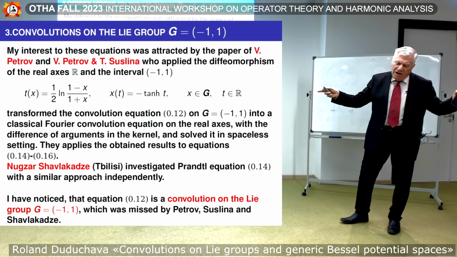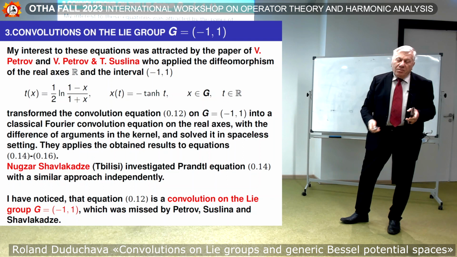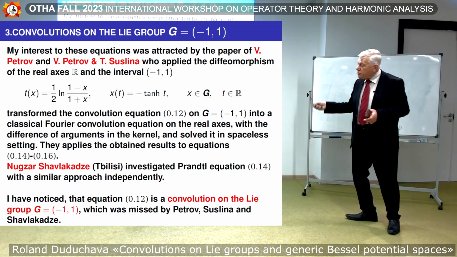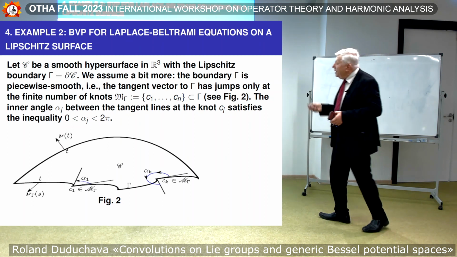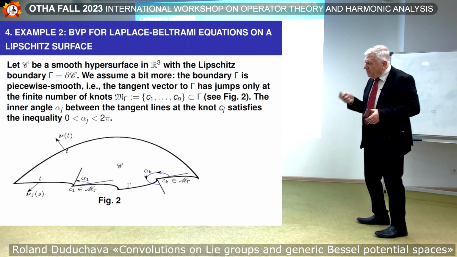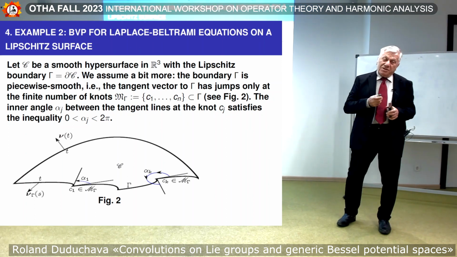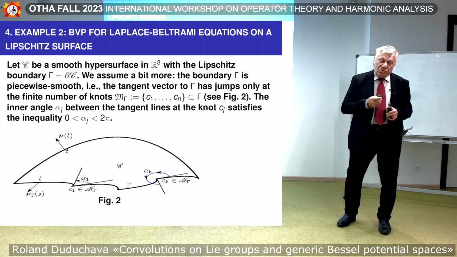To the interval, to the axis, -infinity, infinity, and also solved it. It was parallel work. Okay, now why generic Bessel potential spaces are useful.